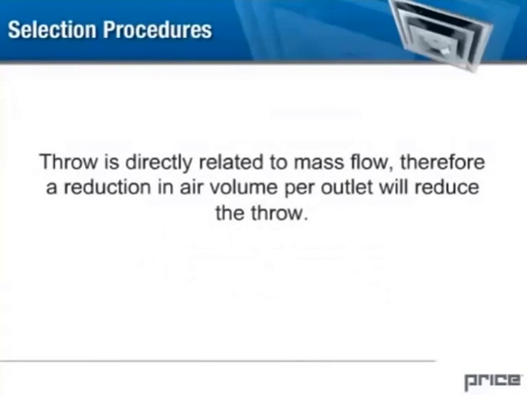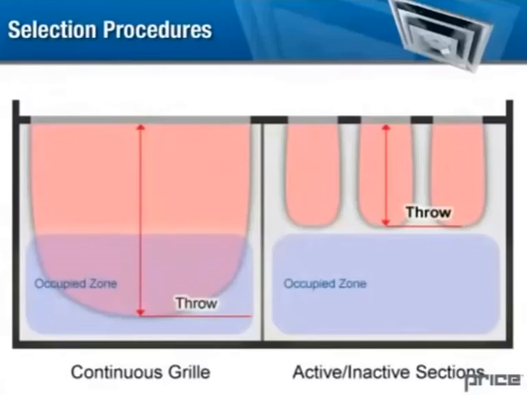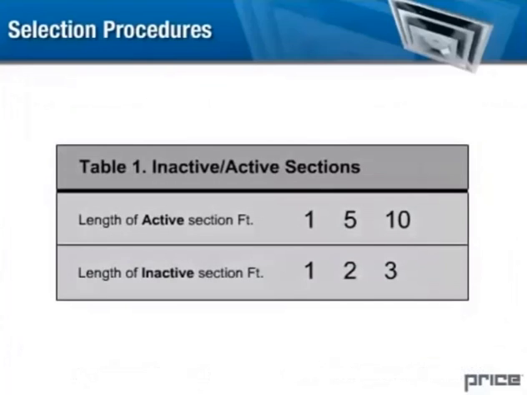Air volume. Throw is directly related to mass flow. Therefore, a reduction in air volume per outlet will reduce the throw. This can be achieved by utilizing more outlets with less air volume per outlet. For linear diffusers or grills, the same thing can be achieved by dividing the outlet into active and inactive sections. Each active section handles a smaller quantity of air, thereby reducing the throw. In order to effectively separate the air pattern, the outlet should be divided by minimum inactive length.